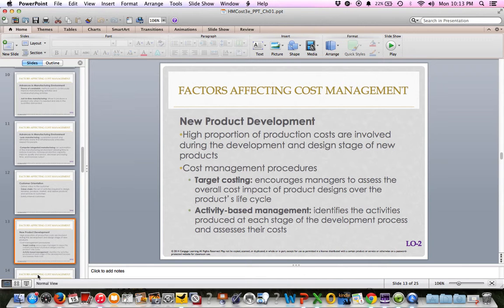So just some procedures regarding that. Target costing, basically trying to figure out from a management perspective to assess the overall cost impact of designs over the product's life cycle. So basically just thinking as a product is introduced and think about what future versions there will be of that product, how do we cost for that? Activity-based management identifies activities produced at each stage in the development process and assesses their costs. So basically, what activities need to happen to produce a good or service, and what will that cost be through each activity throughout the value chain of producing a good or service and delivering it to our customers.